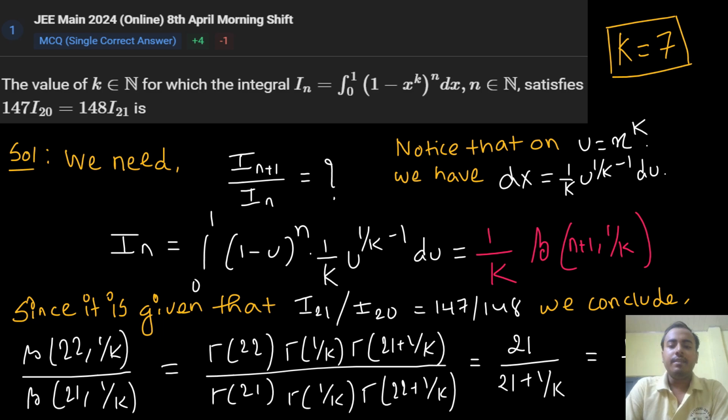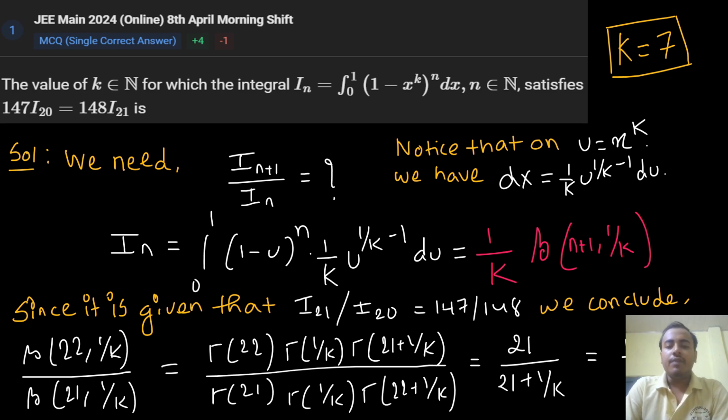Let's look at the JEE problem. So let's say this is a JEE problem, right? The problem was from JEE 2024, 8th April morning shift, and you simply have this integral which has 147 I-20 equals 148 I-21. Now, you simply understand that we need that I-21 by I-20 value. We simply need I(n+1) by I(n), nothing more. So again, the same substitution of u equals x to the power k, this would get you basically dx equals 1 by k and all this stuff, right? Put this in and you will get a beta function.